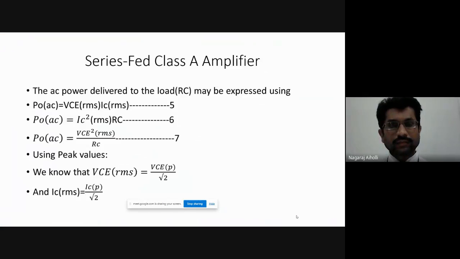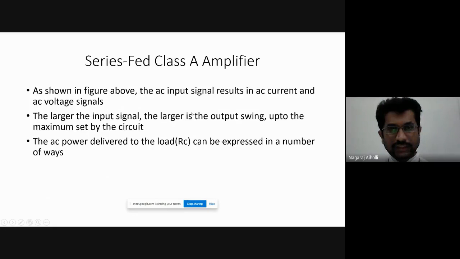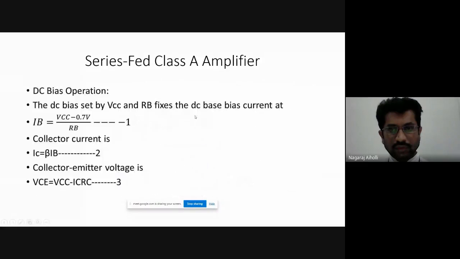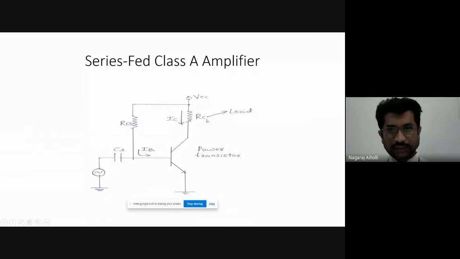Screen is visible? Yes, sir. Okay. Yesterday I was discussing the series fed class A amplifier. The AC power delivered to the load is RC. This is the load here in this circuit. This is a load resistance RC or RL. We can consider it as either RC or RL.